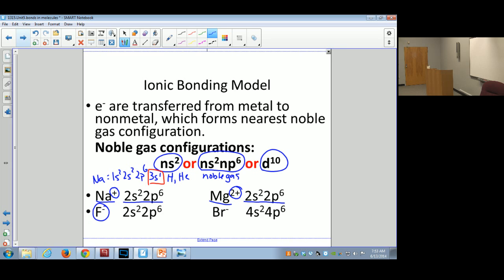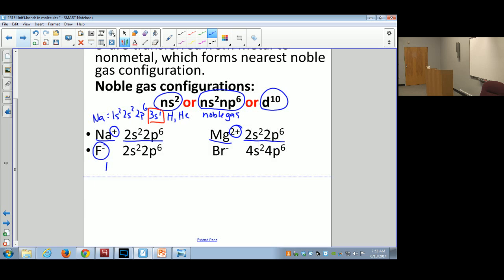Or here's F minus. F in its regular electron configuration, so fluorine, is 1s2, 2s2, 2p5. But when it gains this electron, it becomes very stable, like a noble gas. And you'll remember we looked at these and we call them isoelectronic series, so that ions, at least the main group ions, not so much the transition metals, but ions from the main group reach the nearest noble gas configuration, the nearest noble gas.